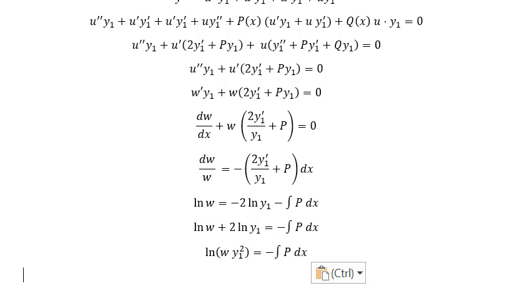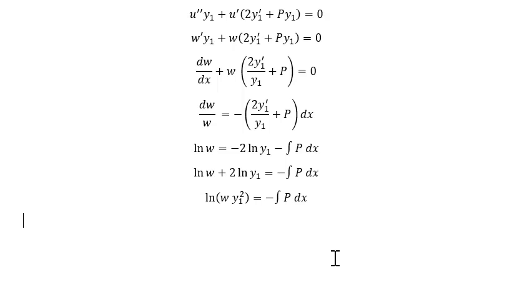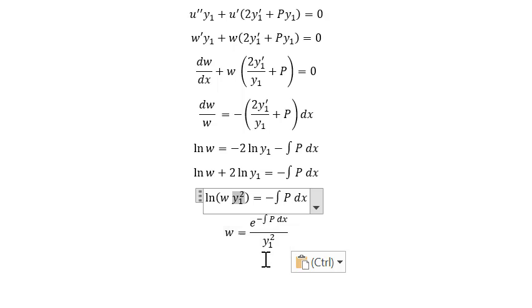To help us solve for w, we're going to take e to the power of both sides, or raise both sides to the power of e, and then we're going to simplify the left hand side so that it's just w times y1 squared, e to this power. And then to continue to solve for w, I divided both sides by y1 squared, and so this is the expression that we have for w.